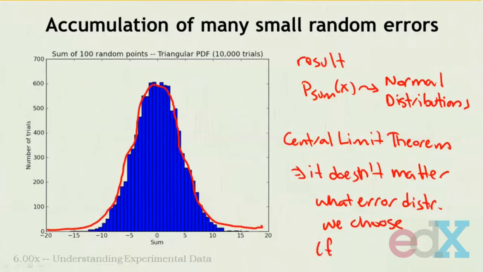So the only requirement is that the distribution have a finite mean and variance, and if so, we'll get the same convergence to a normal distribution if we look at the accumulated sum of many small errors. And in fact, they don't even have to be identically distributed. What's sort of amazing is that if the errors we're seeing in our experiment are the result of the accumulation of many small random processes, we can actually say something about the probability distribution of those errors.